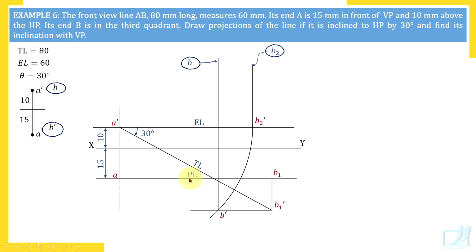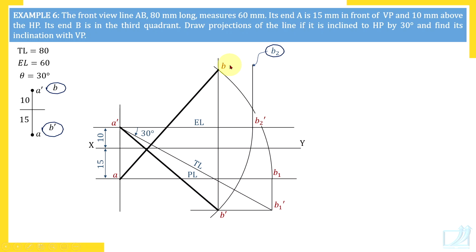B. Which other view has length PL? AB. Is there any line for B? Yes. So now rotate AB1 PL to get B on that line. So here it is, point B. Join AB, join A dash B dash.